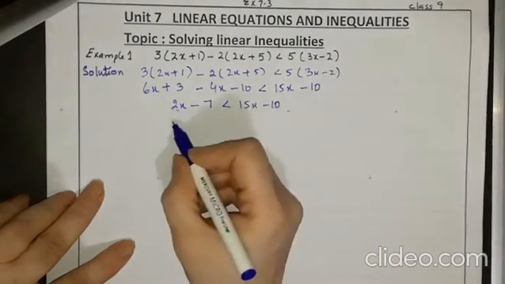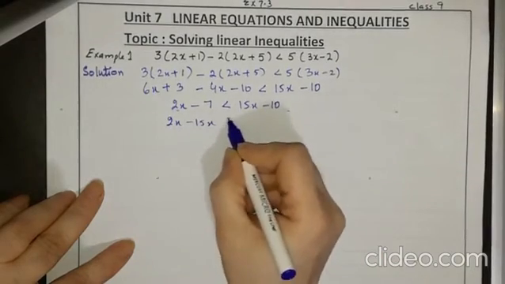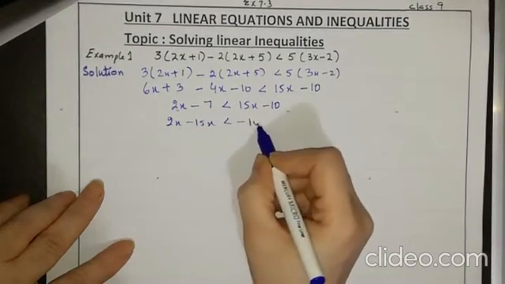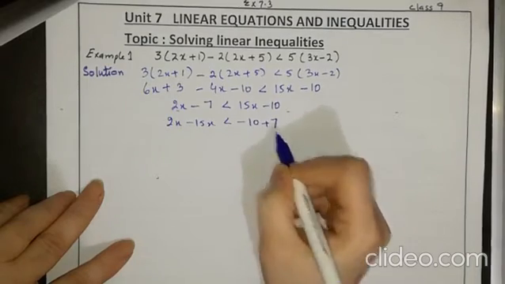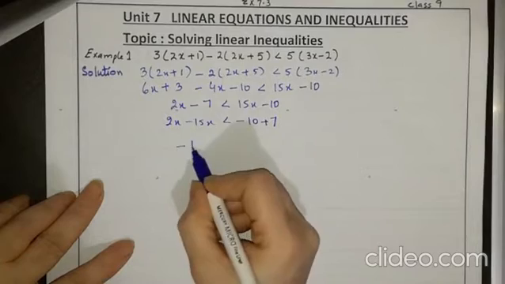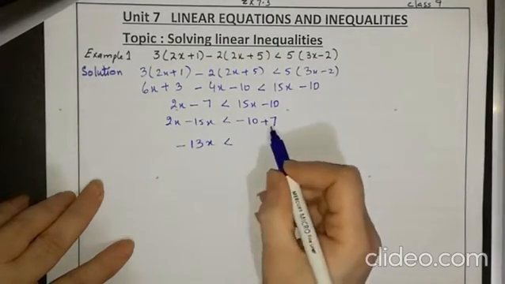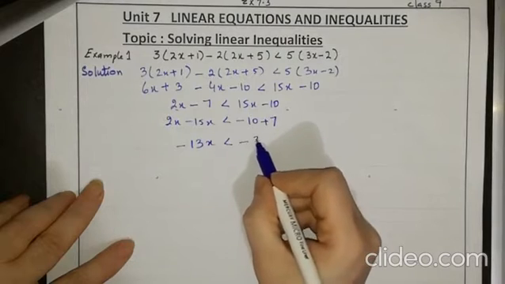So shift the variable to this side. 2x minus 15x is less than minus 10 plus 7. 2x minus 15x, always place the sign of the greater number. Minus 13x, and minus 10 plus 7 is minus 3.